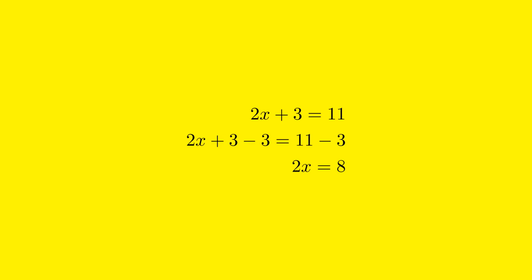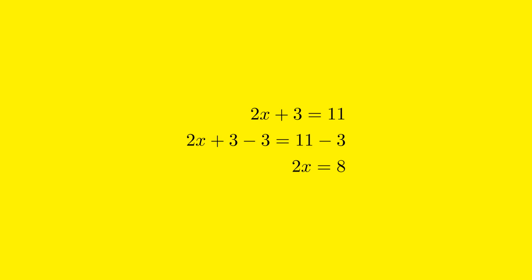Step 1. Our goal is to solve for the variable, which in this case is x. We start with the equation 2x + 3 = 11. To isolate x, we need to get rid of the constant term on the left side of the equation, which is the 3. We do this by subtracting 3 from both sides of the equation. This operation keeps the equation balanced because whatever we do to one side, we must do to the other.